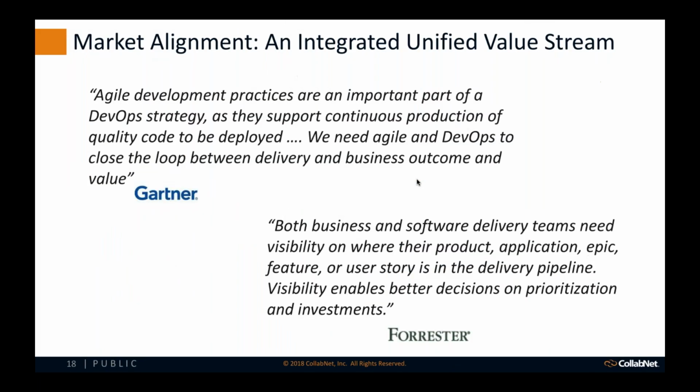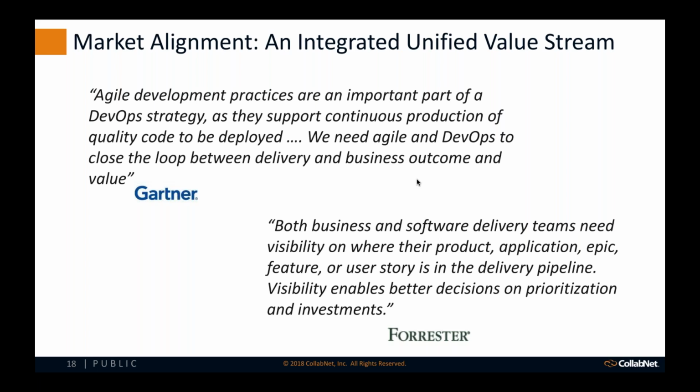And there's a couple of validation points here on the market alignment. It's kind of interesting because they were working very closely with Gartner, and we were working very closely with Forrester around our value stream messaging. And both companies are talking about the need to have visibility of where their product in an application, epic, feature, user story, is in a delivery pipeline, right? And visibility enables better decisions on prioritization and investments.